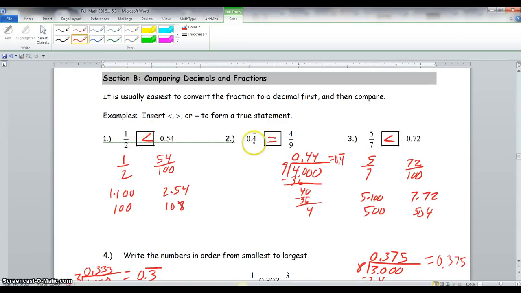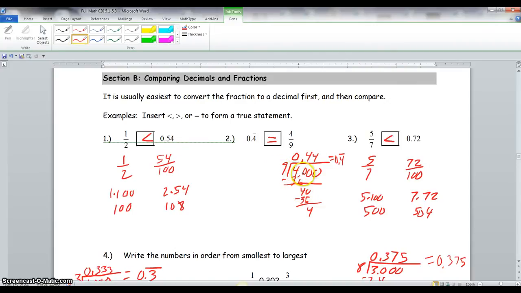Now number 2, we have a repeating decimal here. In this case, I would change this fraction to a decimal and compare. So we would take 9 into 4, and we'll put our decimal here. Now put 3 zeros here. You could put 2 or you could put 1. Doesn't matter. 9 goes into 4 0 times. 9 goes into 40 4 times. 4 times 9 is 36. 40 minus 36 is 4.